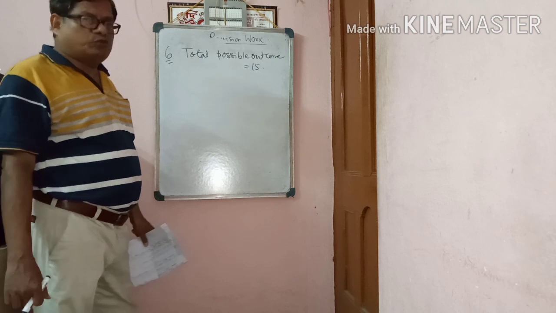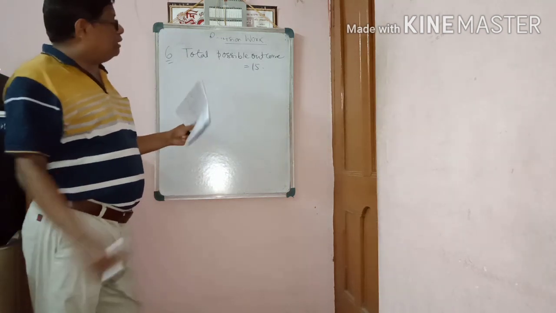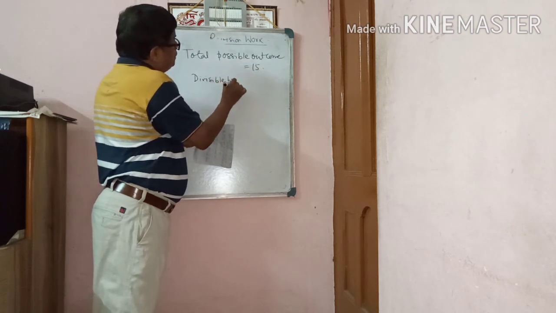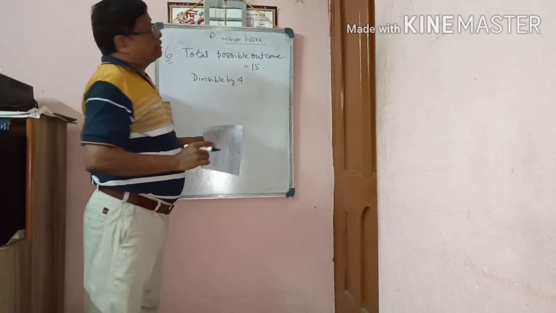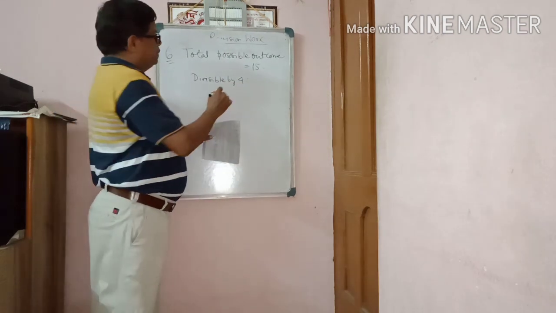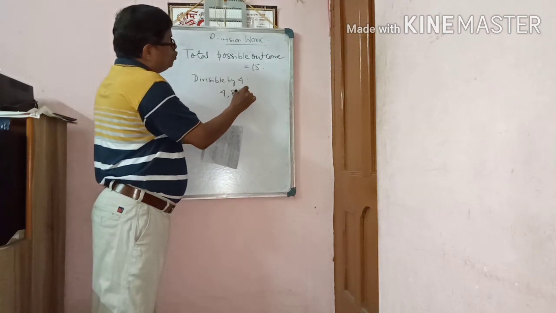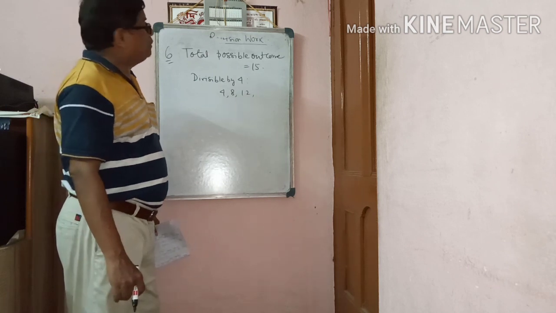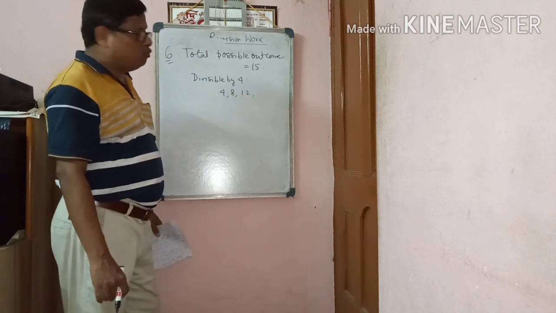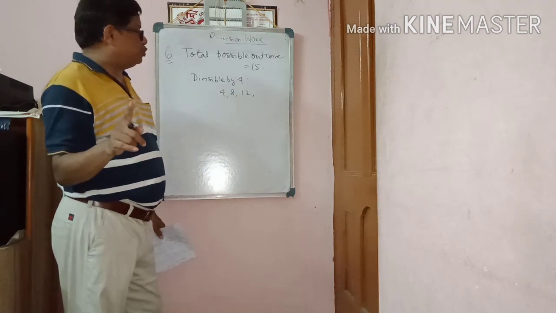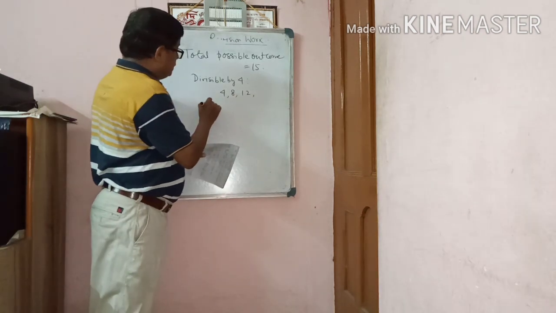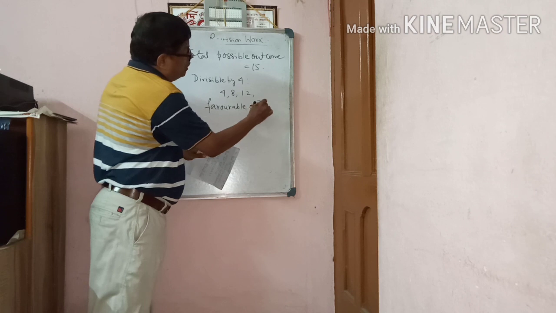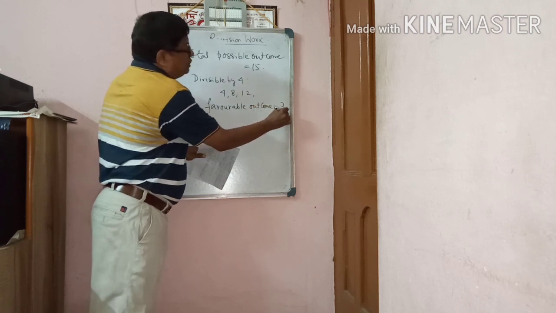Now find favorable outcome. Divisible by 4, so how many numbers are there? 4, 8, 12. 3 numbers are divisible by 4. Okay, 4, 8 and 12. So you have to write favorable outcome equal to 3.